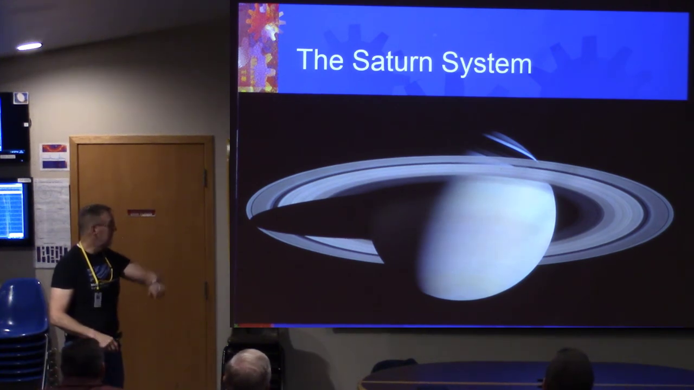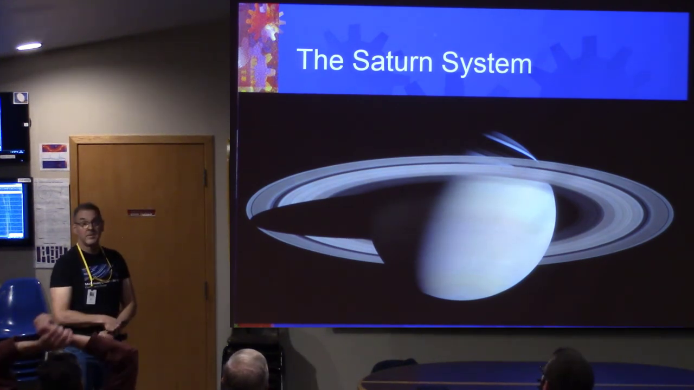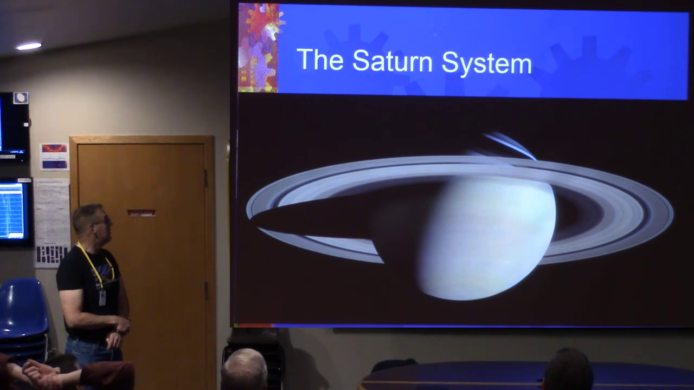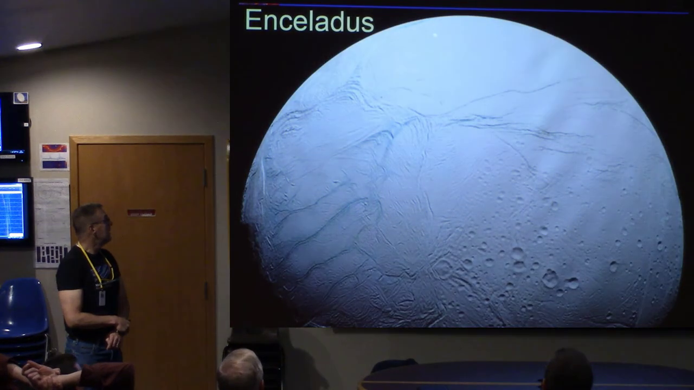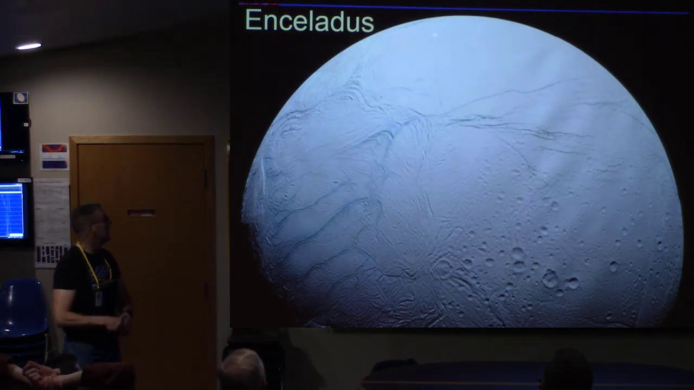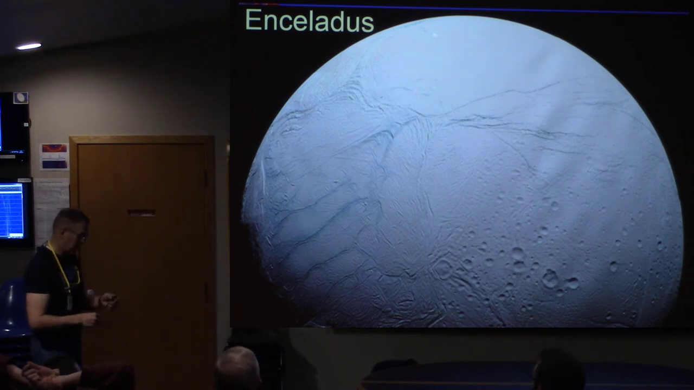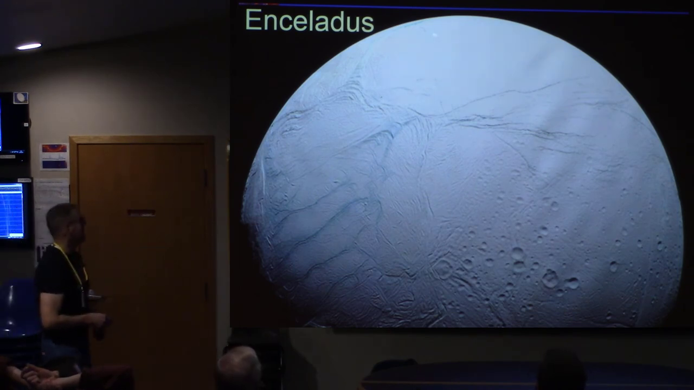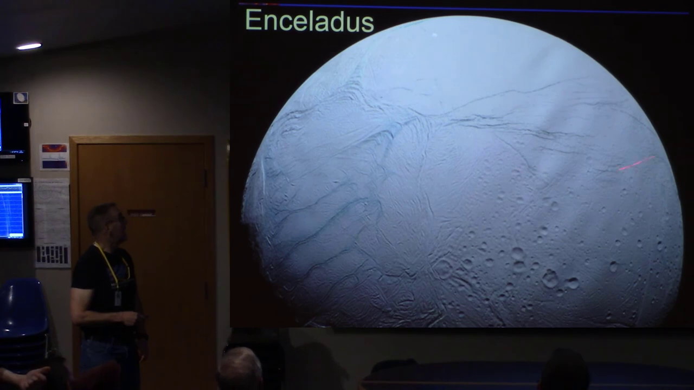Artistic aurora. I've got 4 minutes to go. We could touch a little bit on the Saturn system. So, Saturn system, pretty planet. Enceladus, or enchiladas, whichever way you want to pronounce it. Enchiladas of the moon. Again, a pure white water crust surface.